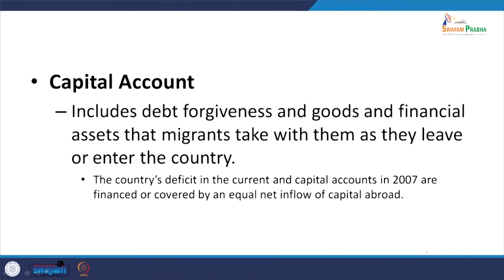Coming to the capital account side, it includes debt forgiveness, goods, and financial assets that migrants take with them as they leave or enter the country. So, it is generally related to debt and financial transactions. The country's deficit in the current and capital accounts in 2007 is financed by an equal net inflow of capital from abroad. The third aspect is called the financial account.